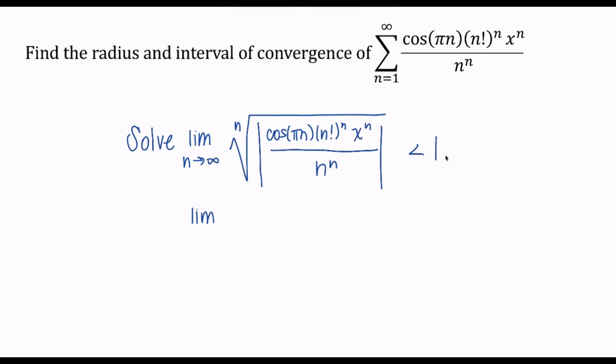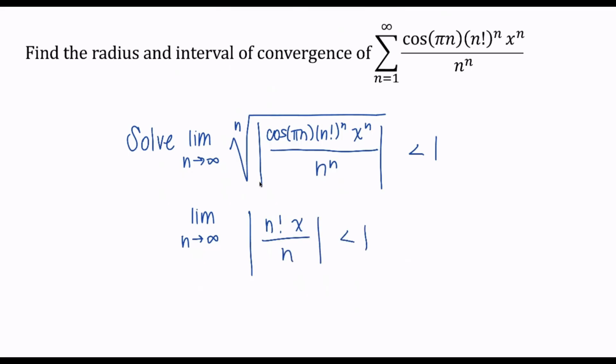So this next line right here is going to be the limit as n approaches infinity. I'm going to keep those absolute value bars. And what I'm going to do is apply the nth root to each of these that are raised to the n. So basically the nth power is going to disappear because of the nth root. And the cosine pi n is going to be gone because the absolute value bars get rid of it. It's like an alternating factor. So what we're going to be left with is just n factorial x over n.